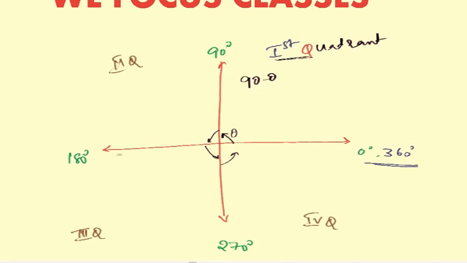In the second quadrant, the angle is between 90 and 180 degrees. It is more than 90 degrees, so it is 90 plus theta, but it is less than 180 degrees, so it is 180 minus theta. In the same way, the third quadrant means 180 degrees to 270 degrees. I'll write it as more than 180 degrees, so it is 180 plus theta. But it is less than 270 degrees, so it will become 270 minus theta. And if it is more than 270 degrees, I'll write it as 270 plus theta.